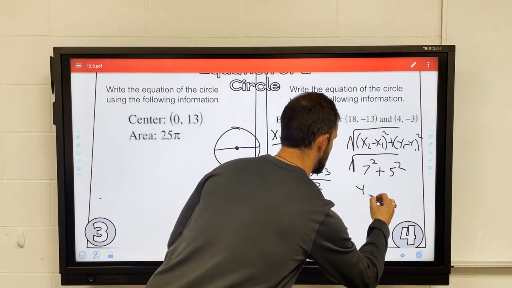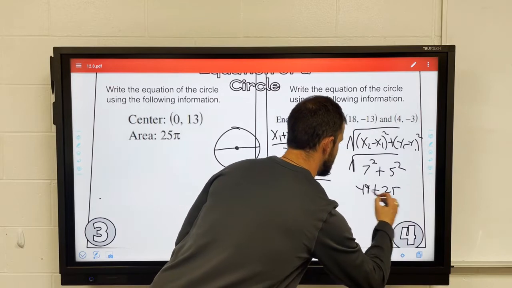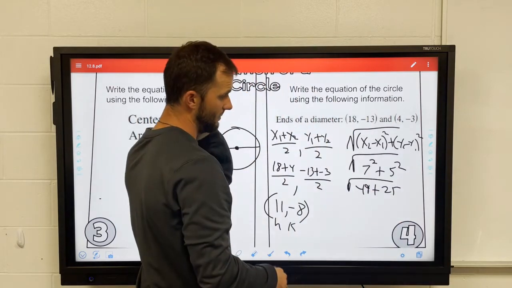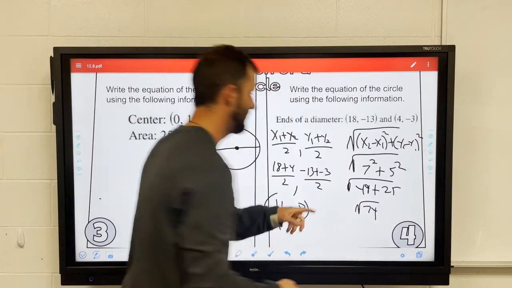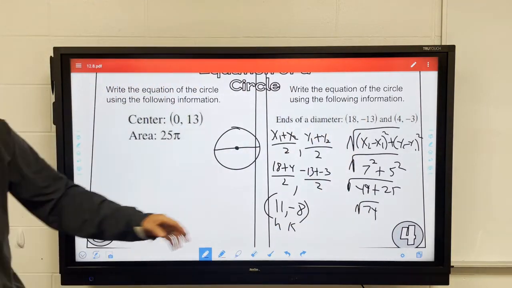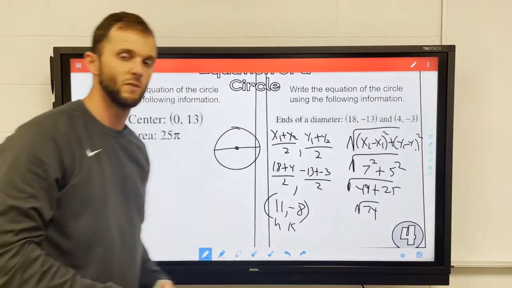7 times 7 is 49. 5 times 5 is 25. 49 plus 25 is 74, so this would be the square root of 74. That would end up being your radius there.